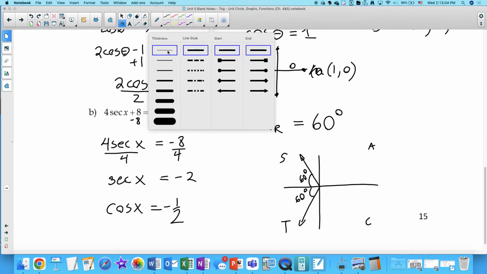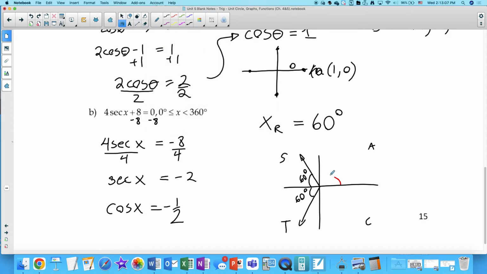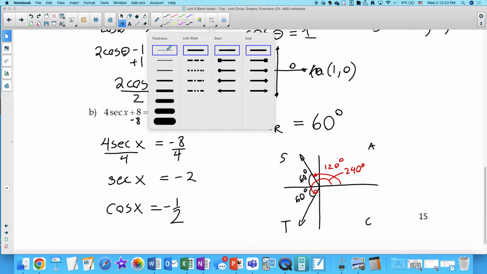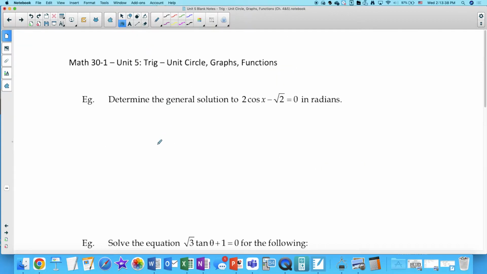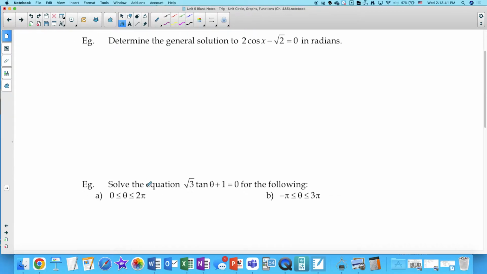Okay, so that's where the reference angle comes into play. Now we need to figure out the angle from the initial arm. So this is 120. And this one would be 180 plus 60, which is 240. Okay, so the solution to this equation is x equals 120 degrees and 240 degrees. And that's all we can give within that domain. Okay? All right.